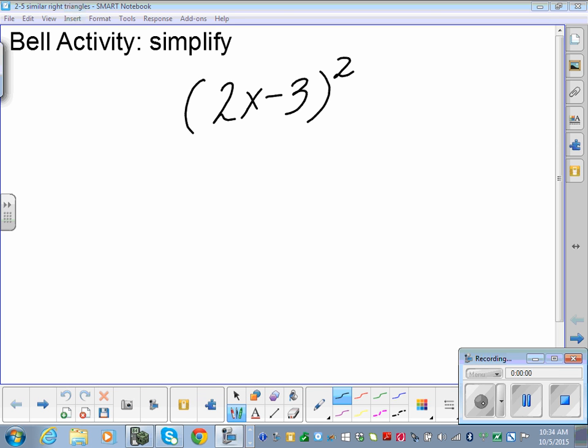Look, Spencer, there's a subtraction sign in there. If there was an addition sign or subtraction sign, can I just square this? No, that'd be breaking the forbidden rule. How do I need to rewrite this?